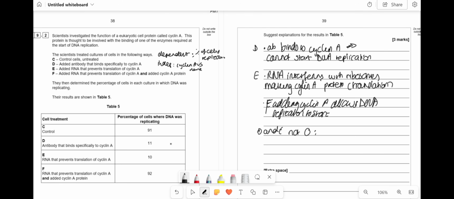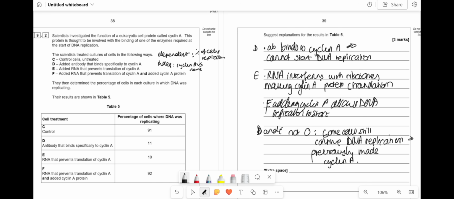They should be 0 if it's entirely responsible for that. So we need to think about what might be going on here. Clearly, they're not 0. Some cells still continue DNA replication. We need to think about why. Well, if we look at what they've done in D and E, they added an antibody and RNA, so maybe they just had a little bit left over from before. They could have had previously made or translated cyclin A that was left over that might have done it, because it's the only explanation I can think of.